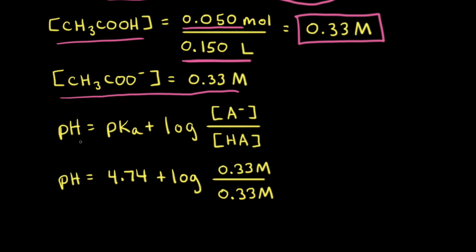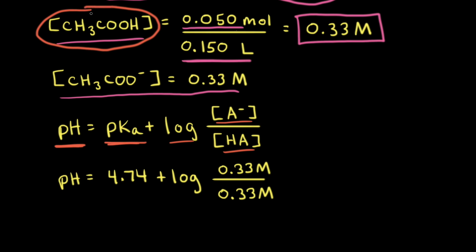The Henderson-Hasselbalch equation says the pH of the buffer solution is equal to the pKa of the weak acid plus the log of the ratio of the concentration of the conjugate base divided by the concentration of the weak acid. The weak acid present in our buffer solution is acetic acid, and at 25 degrees Celsius, the pKa value of acetic acid is equal to 4.74.